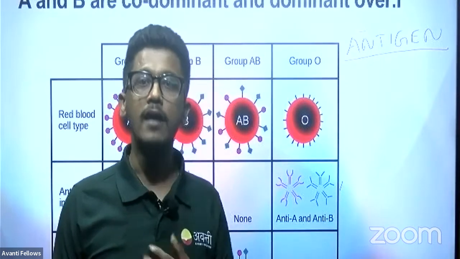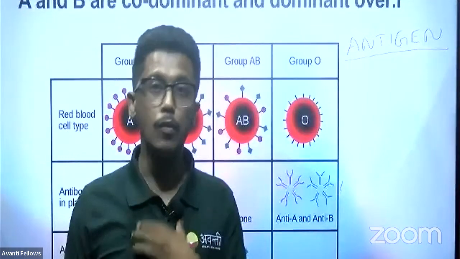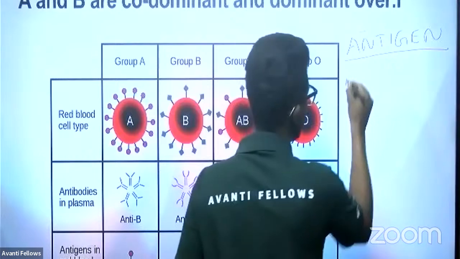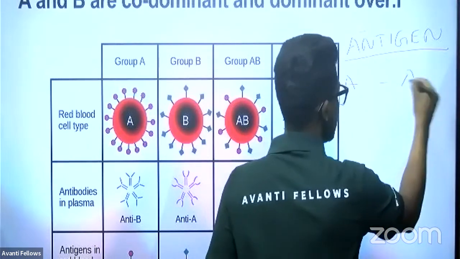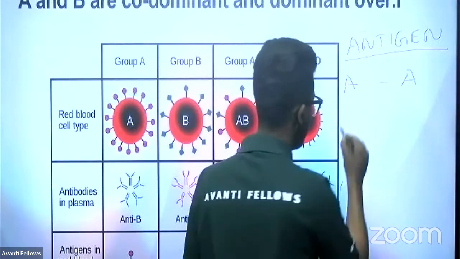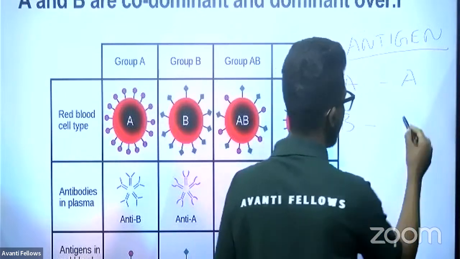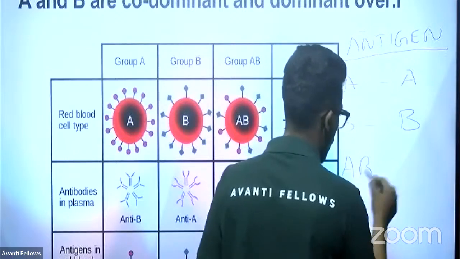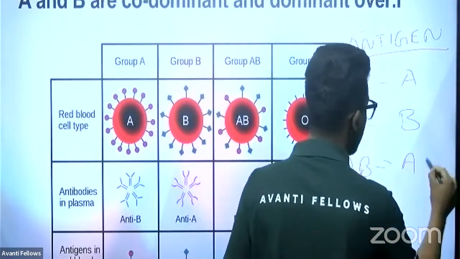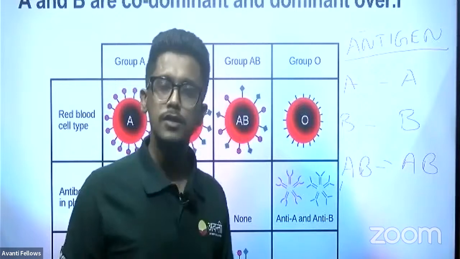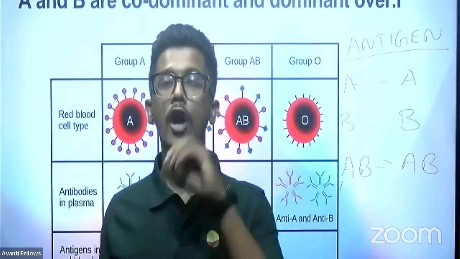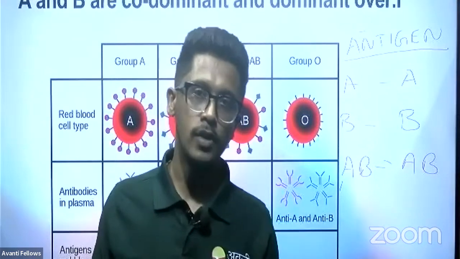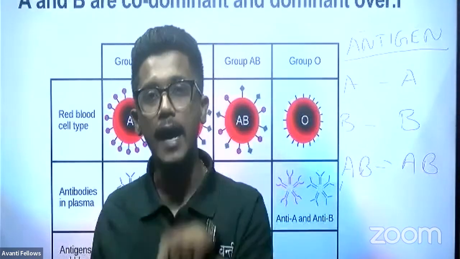But if I say that I have A blood group, then what kind of antigen do I have? I have A antigen. If I have B blood group, I have B antigen. If I have AB blood group, I have AB kind of antigen. So if something that does not belong to my body is called an antigen, how come if I have A blood group, I have A antigen?